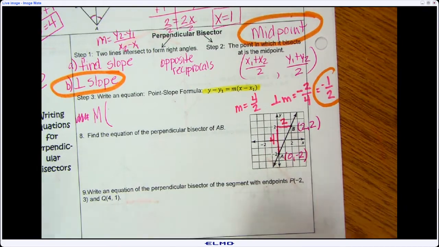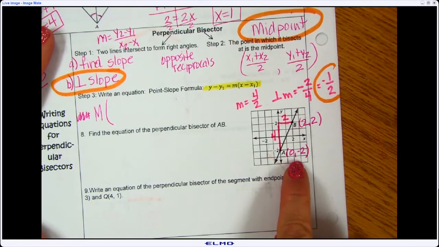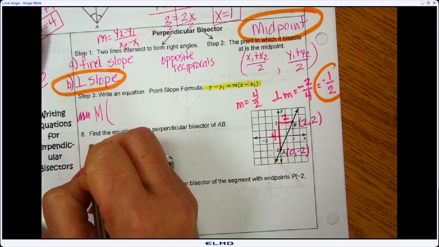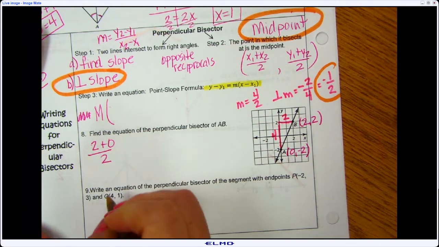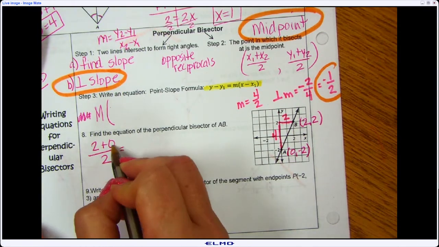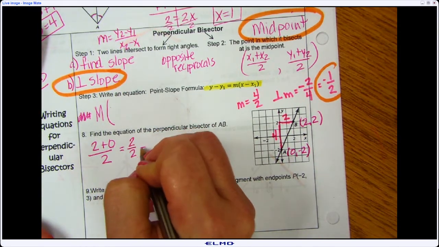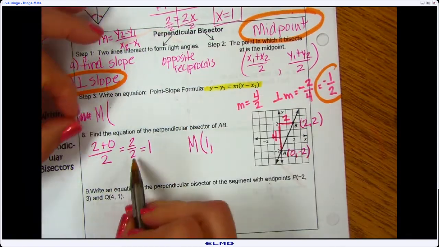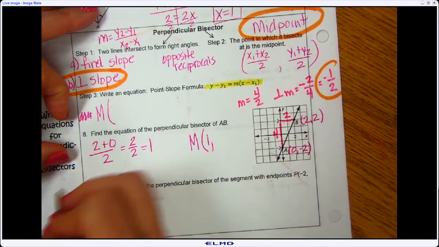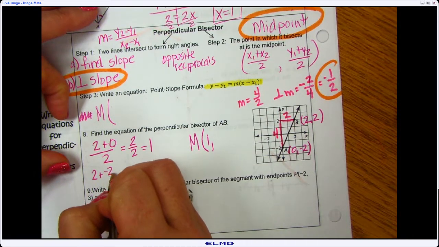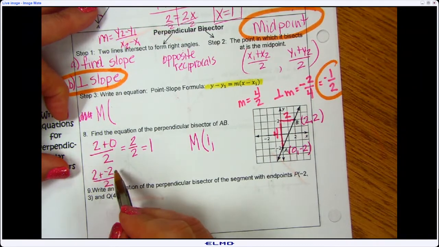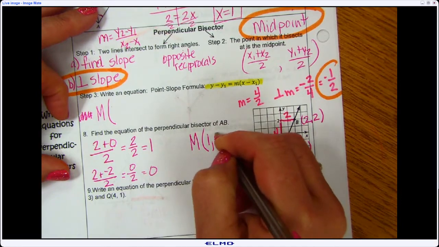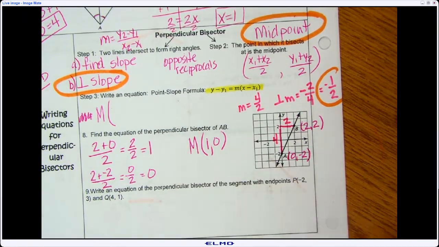If they don't give you the points, then just look on your grid and get them. Okay, so I'm going to add the x values. So 2 plus 0 divided by 2. 2 plus 0 is 2. 2 divided by 2 is 1. So my midpoint is located at 1. And then do the same thing with the y values. So that's going to be 2 plus negative 2 divided by 2. Well, 2 plus negative 2 is the same thing as 2 minus 2, which is 0. So there's my midpoint.